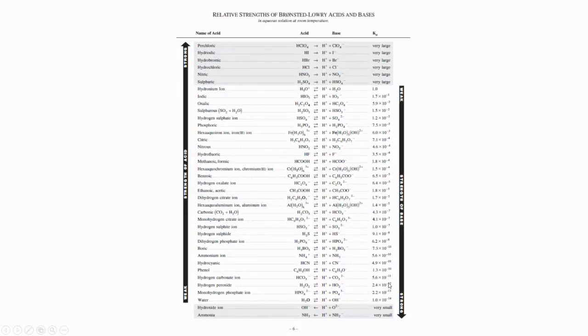All right, so hopefully you have this table out. If you don't, go and grab it. Put it on pause and then come back to it.